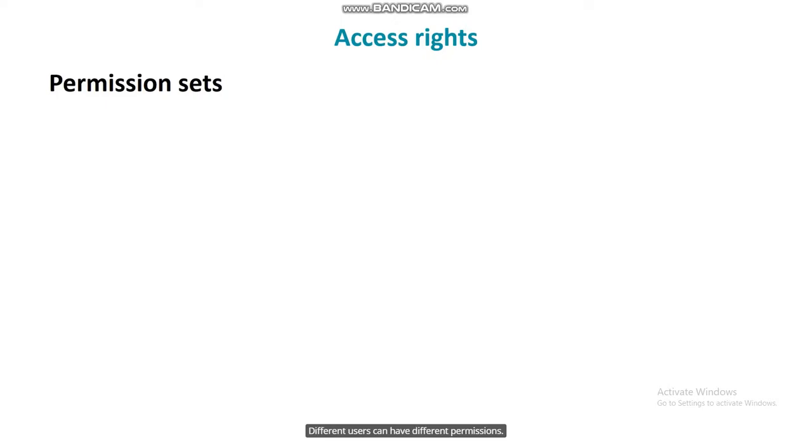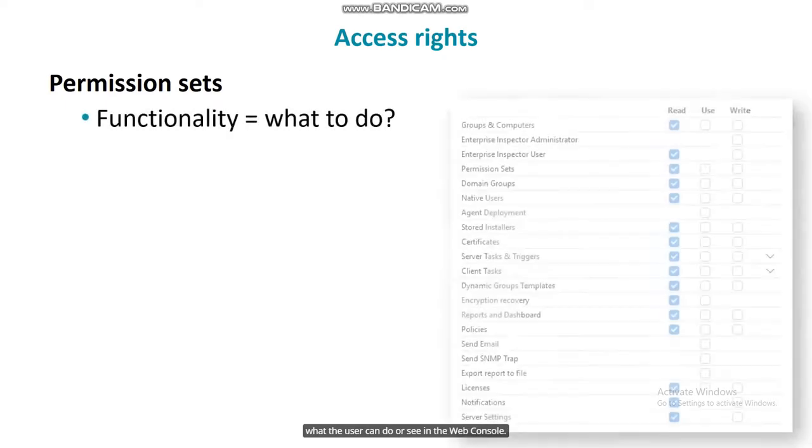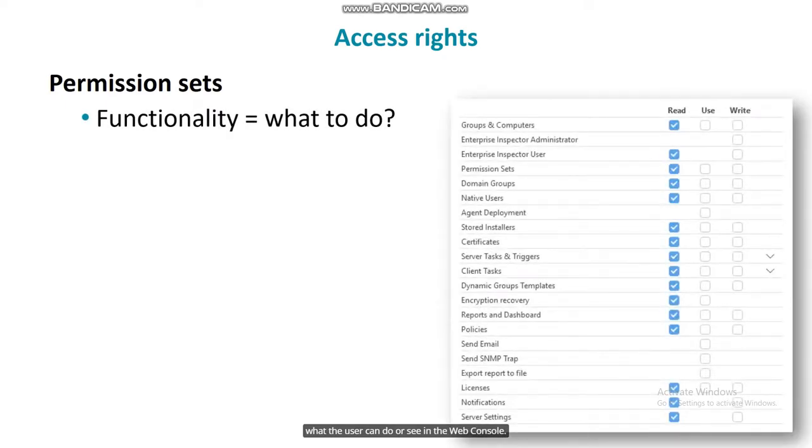Different users can have different permissions. A permission set represents the permissions for a user that accesses ESMC Web Console and defines what the user can do or see in the web console. For each functionality in a permission set, access read, use or write can be allowed.